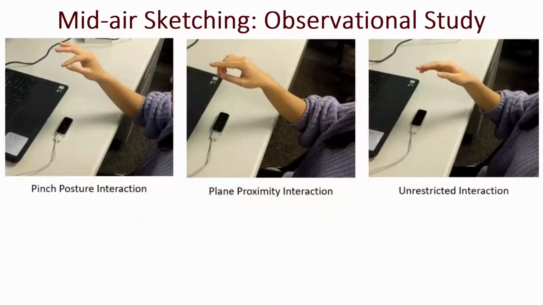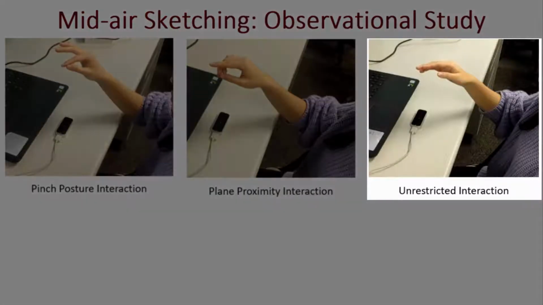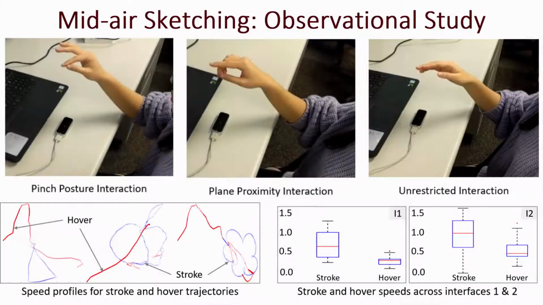We find that while robustness of posture detection is a problem associated with camera-based controllers, users find it comparatively more intuitive to draw in the third interface than the first 2. We also observe differences in the trajectory speeds when users navigate a stroke or hover curve, with the hover trajectories being traversed faster as compared to stroke.